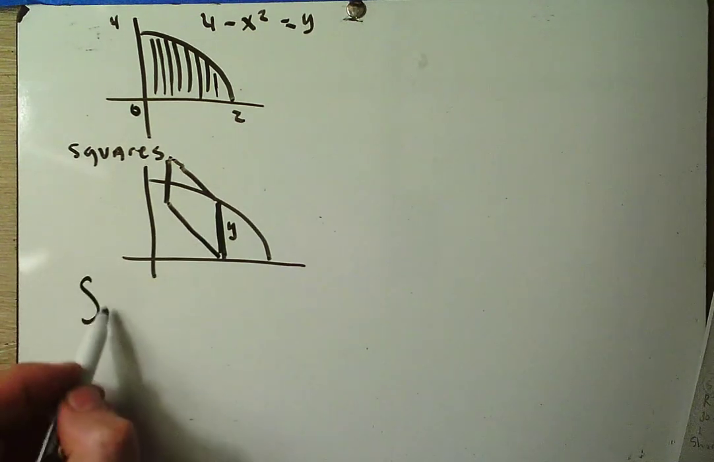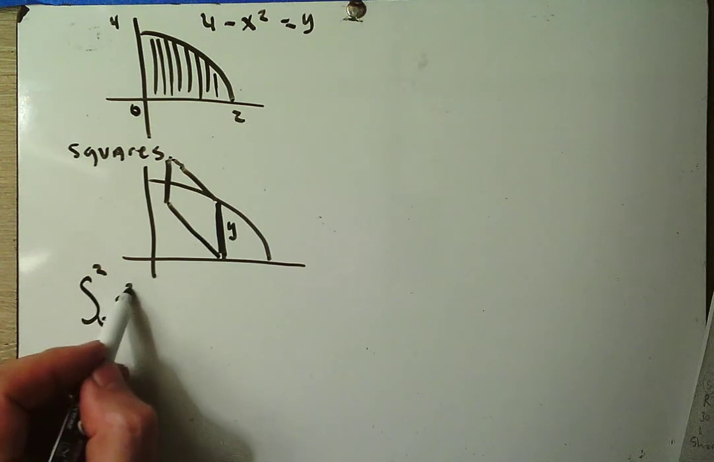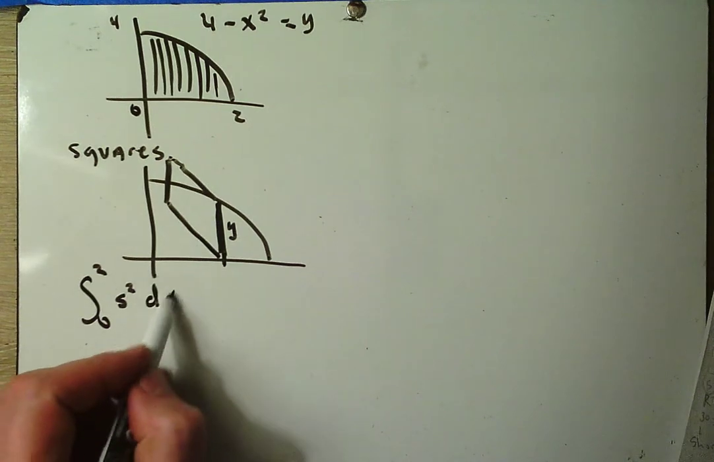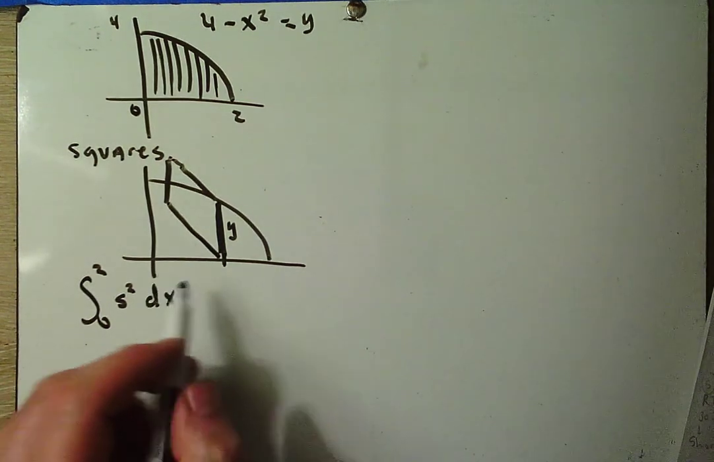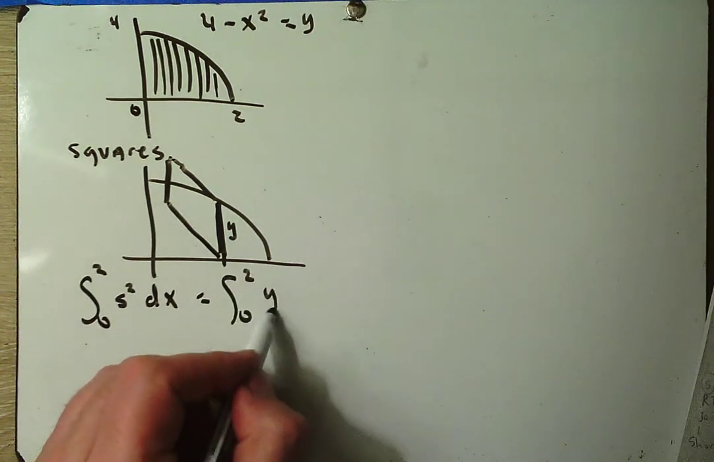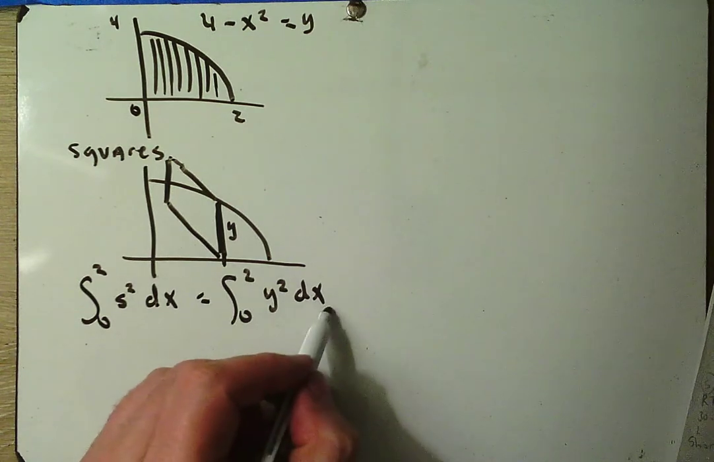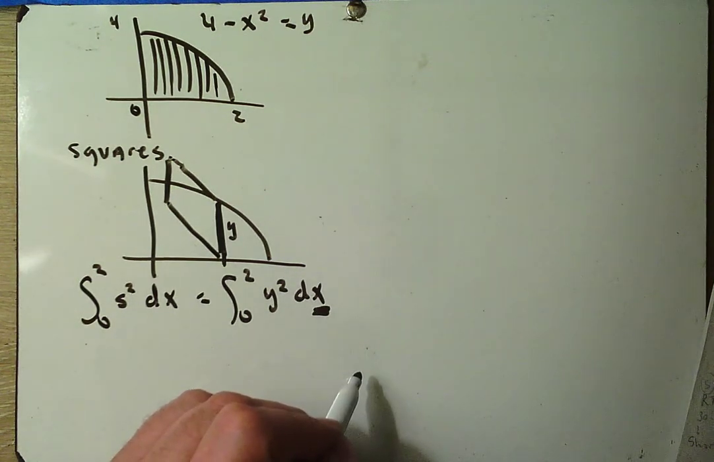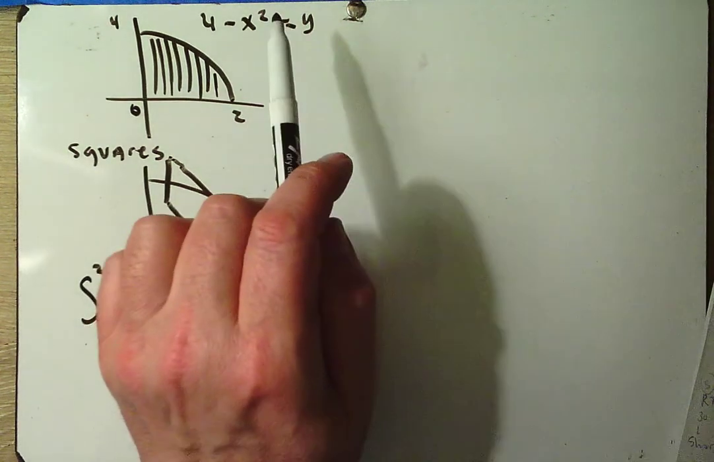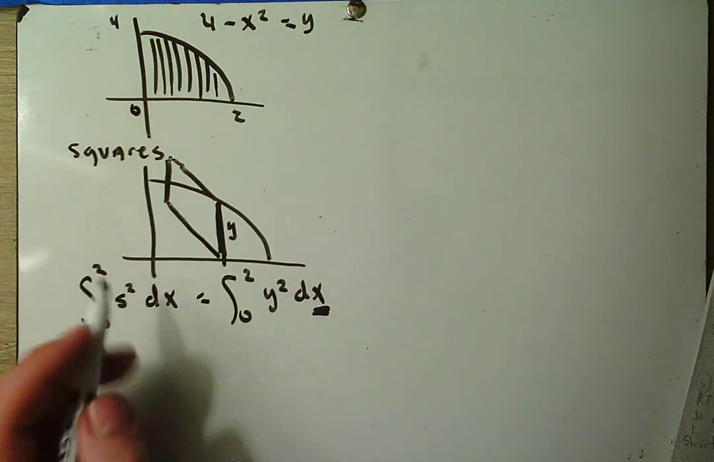So if I'm thinking about integrating from 0 to 2, the side length squared, and the thickness here is measured on the x-axis, so this is a dx integral. What's my side length? Well, the side length is y, so I would have y squared dx. Well, I need to have everything in terms of x's for this integral. So I'm going to have to get rid of y and replace it with what y was equal to. Remember, y is equal to 4 minus x squared.